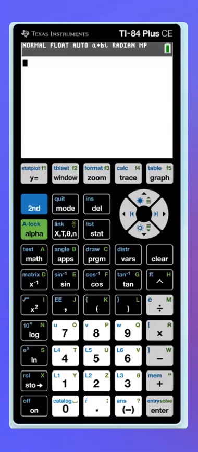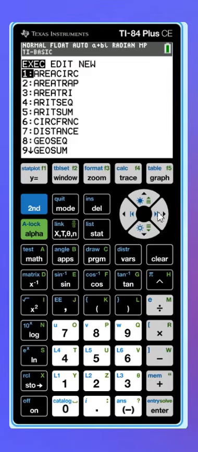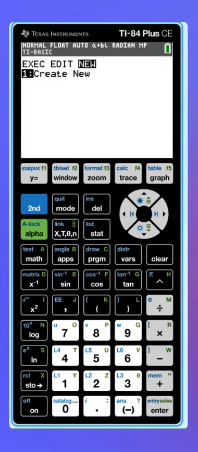Let's program the quadratic formula for your calculator. This is probably the program I use most frequently. So we're going to start off with program, go to new, and we're just going to call it quad.